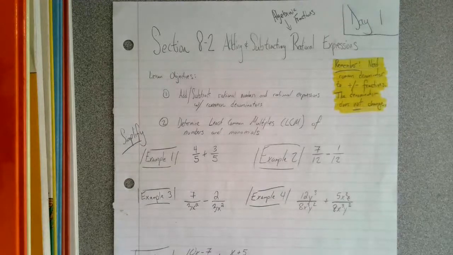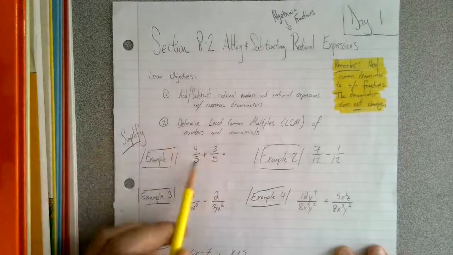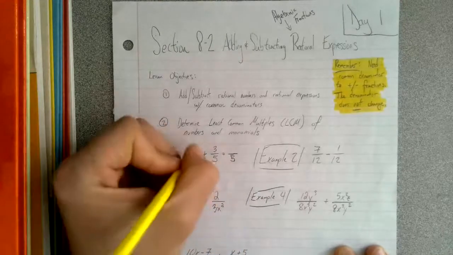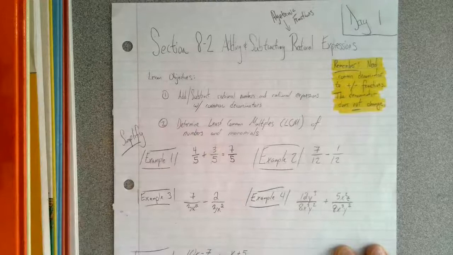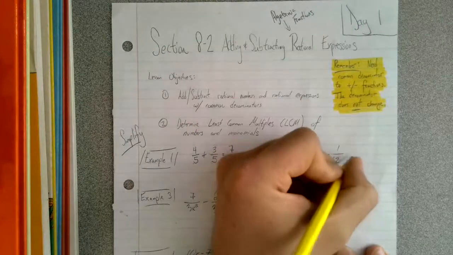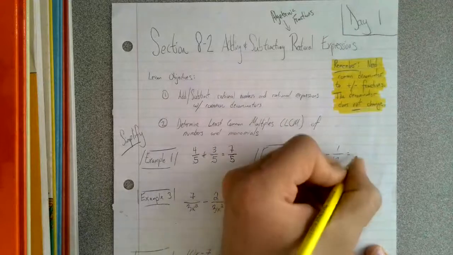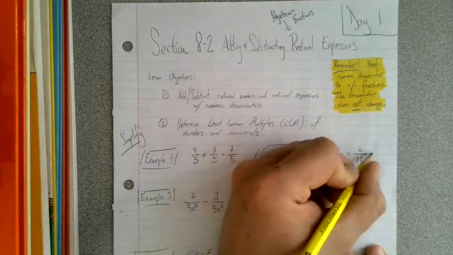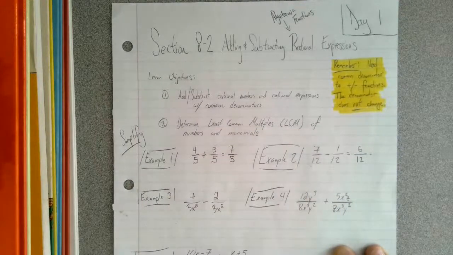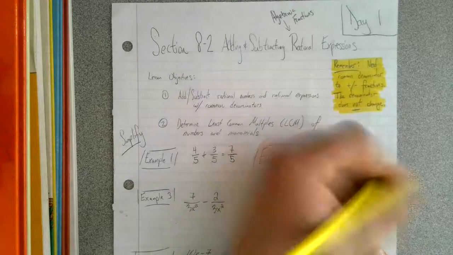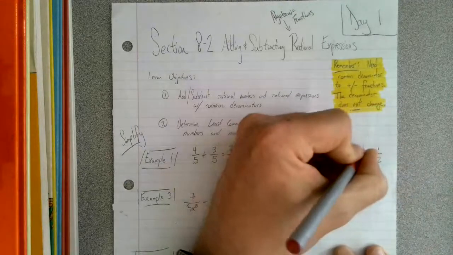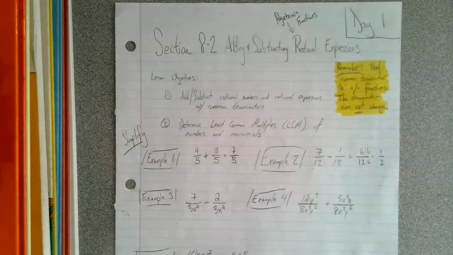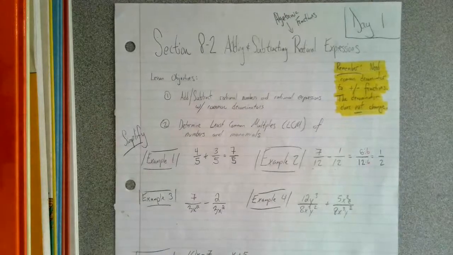So to get this going, 4/5 plus 3/5, we have a common denominator. The denominator does not change. And of course, 4 plus 3 is equal to 7. Hooray. Moving on to the next one. Once again, we have a common denominator. So right away, our denominator is not changing. 7 minus 1 is 6. And because we have 6 over 12, we are able to simplify that to 1/2 from dividing both the numerator and denominator by 6.